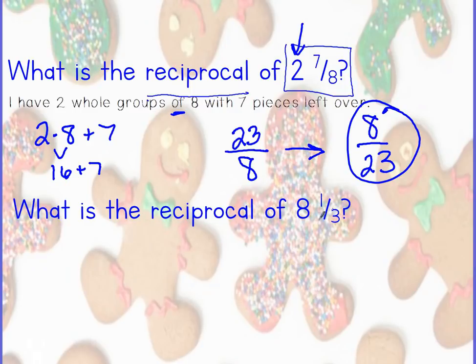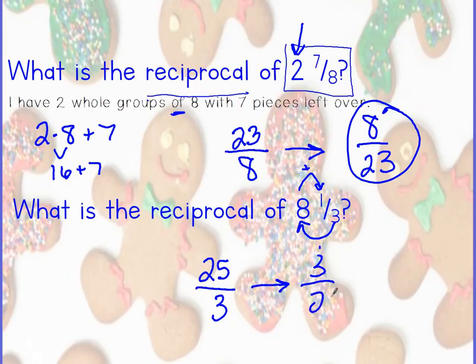All right, here I have 8 groups of 3 plus 1 left over. So I take my 8 and I multiply it by 3 because I have 8 groups of 3. And that tells me that I have 24 pieces plus that 1 that was left over and couldn't make it into a group. So that gives me 25 thirds because I'm still putting them in groups of 3. So that reciprocal is 3/25.